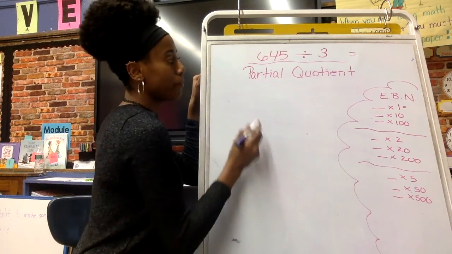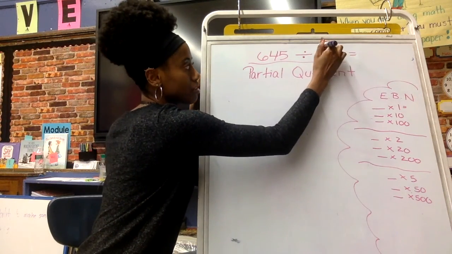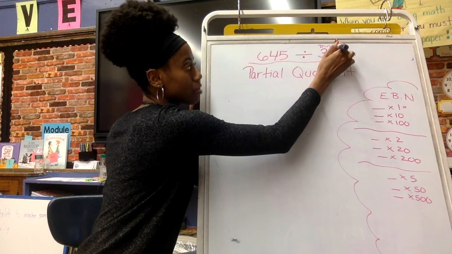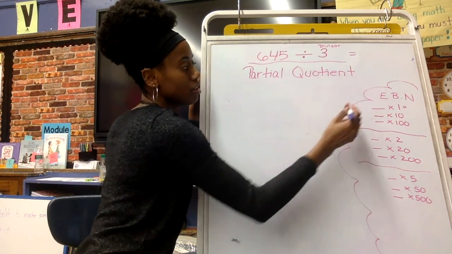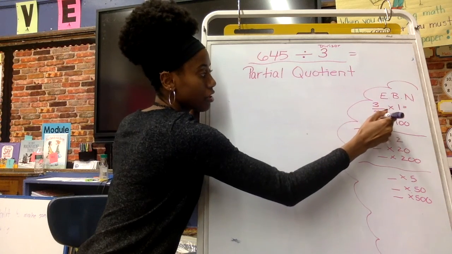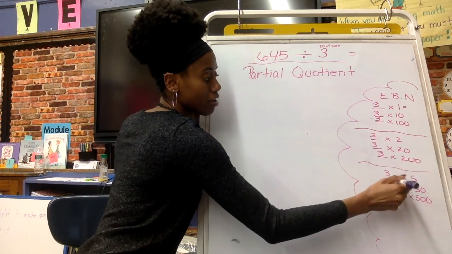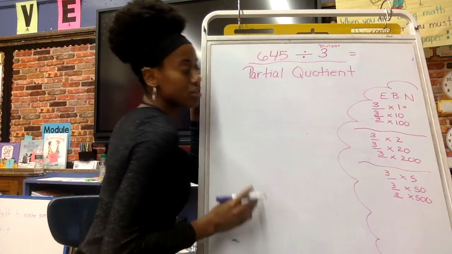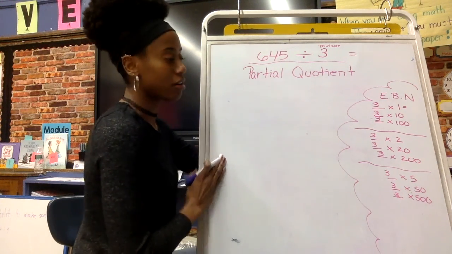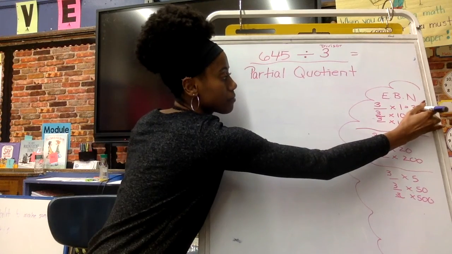Okay, and what goes in the blank is our divisor. Divisor. So this would be 3, 3, 3, 3, 3, 3, 3, 3, 3. So I'm going to go ahead and fill in my product. So 3 times 1 is 3.